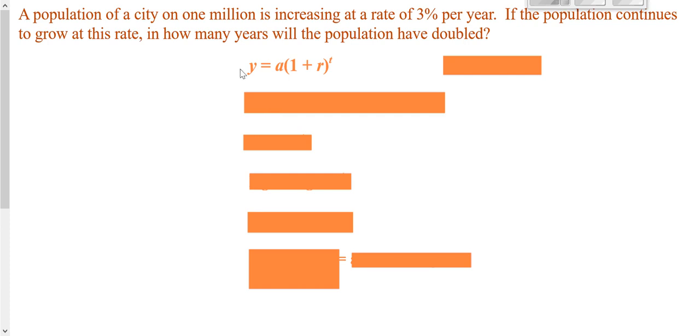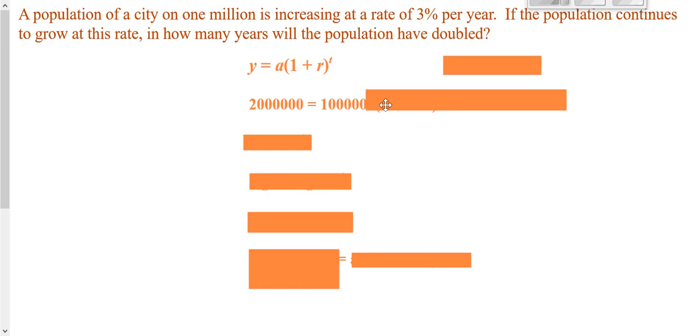So we're starting out with 1 million, so 1 million is what A is. We're looking at it doubling, so that means your output, your y, would be 2 million. So we have 2 million equals 1 million times (1 plus r). We know we're growing at 3% per year. So with 3% being my rate as a decimal, I get this.